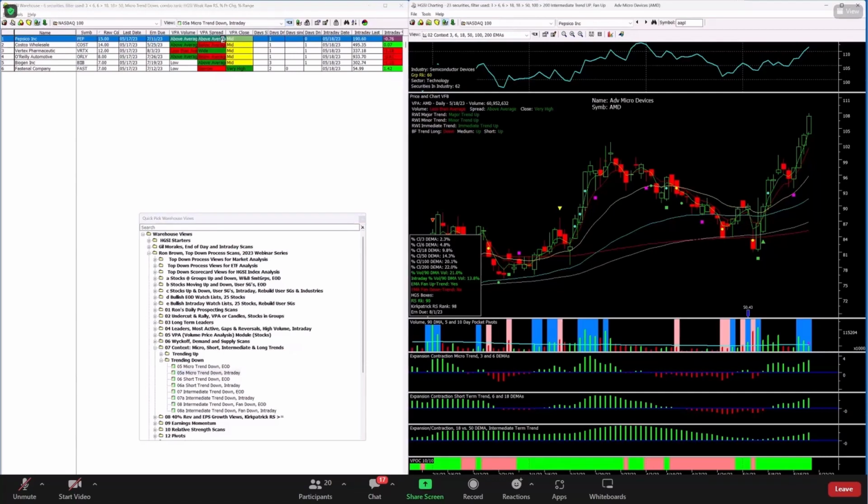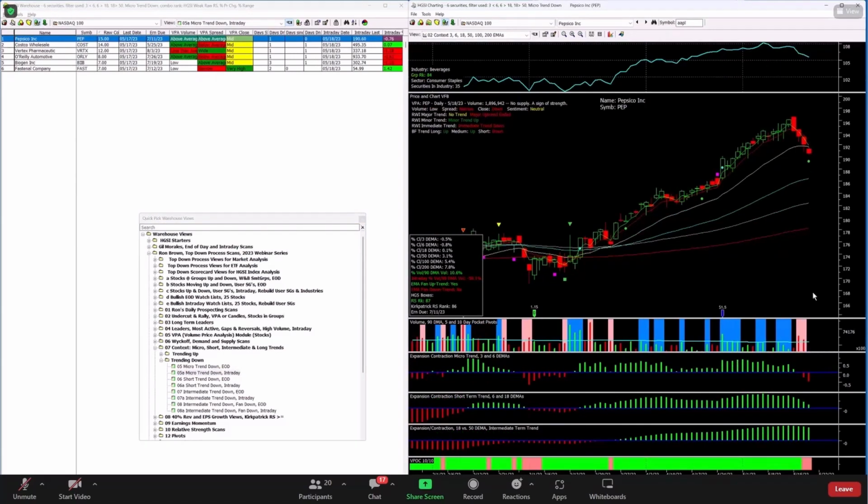PepsiCo here, short term is down. You can see right here that the short term went down, and the 6 is above the 18 still, but the 18 is above the 50. So this was a nice run up, but it's selling off, and you can see that there's a couple of negative volume pocket pivots here, reverse pocket pivots, I should say, because these volume bars are higher than any up volume bars over the past 5 or 10 days.